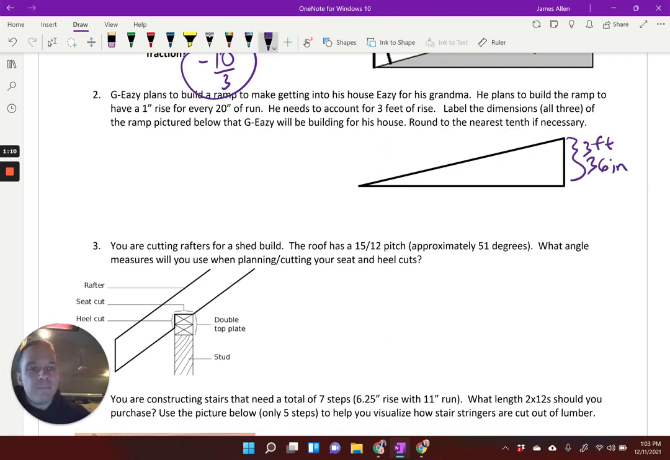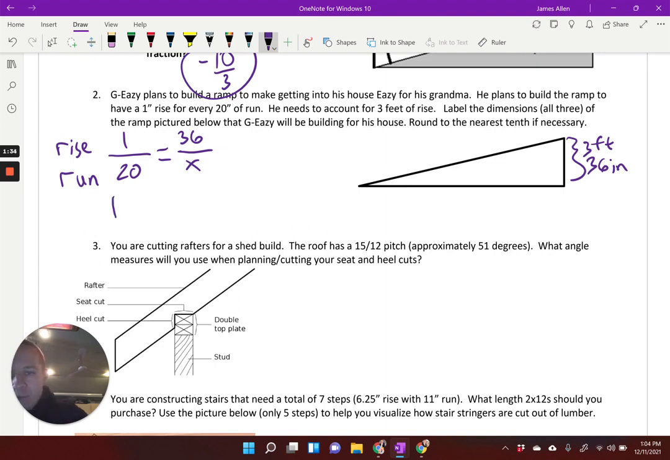Boom. All right. Label all 3 dimensions. We've already got 1, right? Now I need to figure out, how about this? 1-inch rise for every 20 inches of run. Do I know the rise or the run that I want? I do know the rise, which is 36 inches. And then I can figure out my run by, how about cross multiplication?